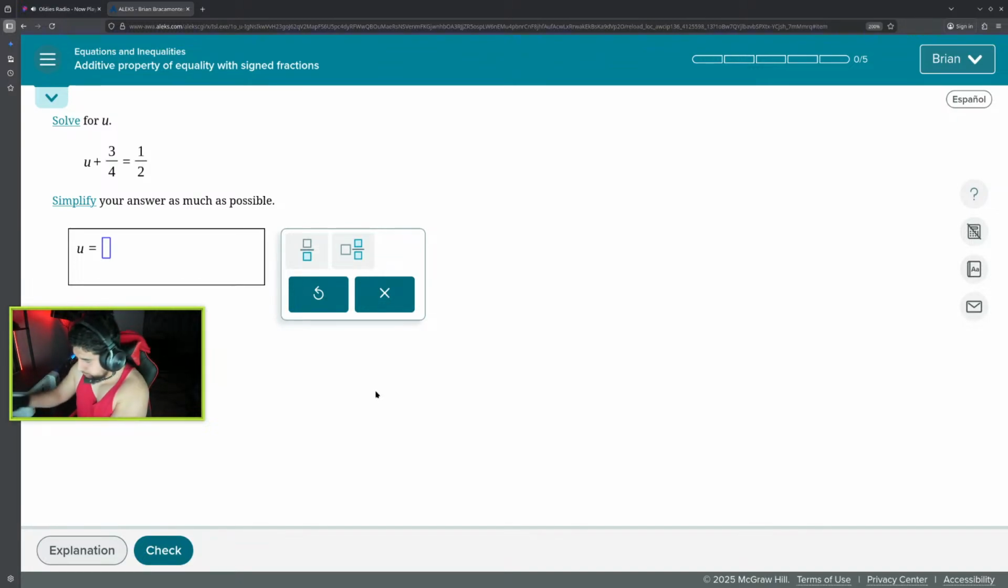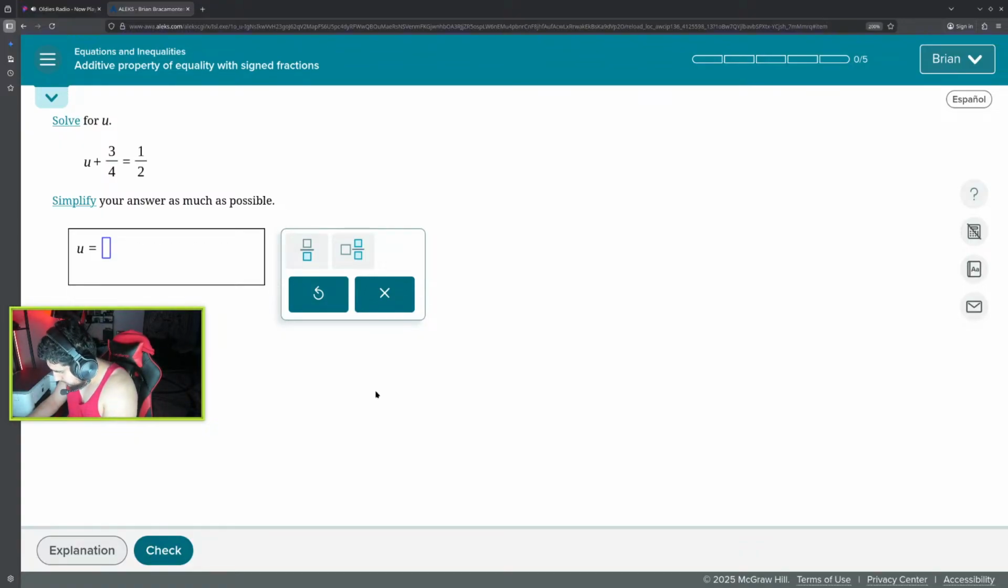Solve for u. So, u plus 3/4 equals 1/2. In order to get rid of the 3/4, we have to subtract 3/4 from both sides. That cancels out there, and then we subtract 3/4 over here. Now the new one is u equals 1/2 minus 3/4.